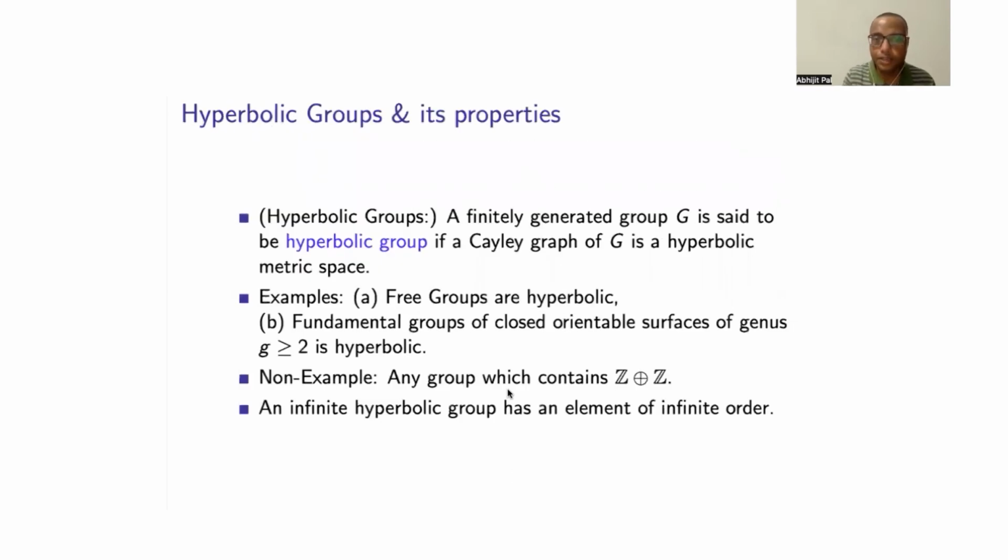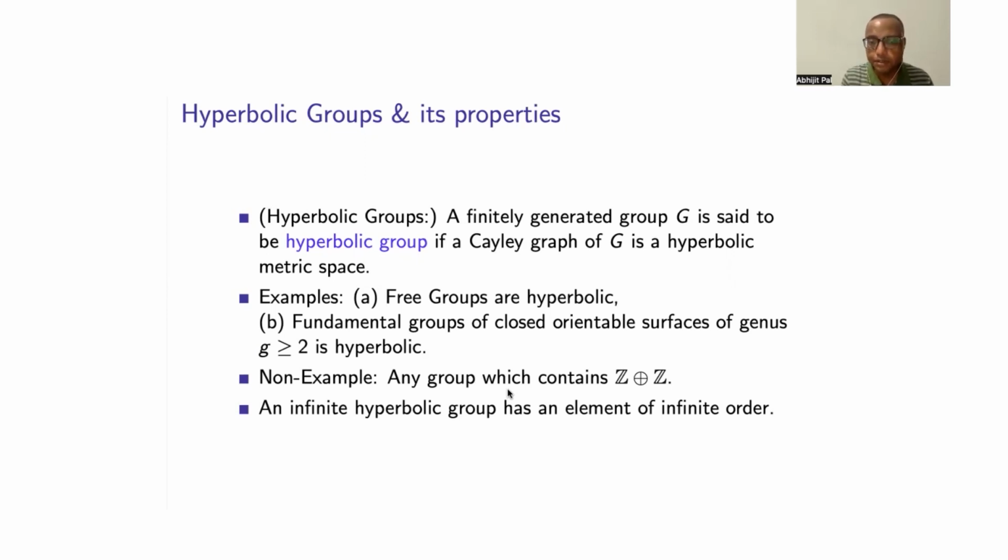Okay, so now what is the definition of a hyperbolic group? A finitely generated group is said to be a hyperbolic group if a Cayley graph of G is a hyperbolic metric space. So start with a group G and assume that this group G is finitely generated. If its Cayley graph is a hyperbolic metric space, then we call this group a hyperbolic group.